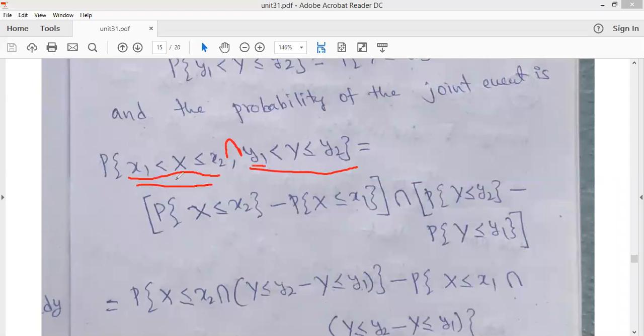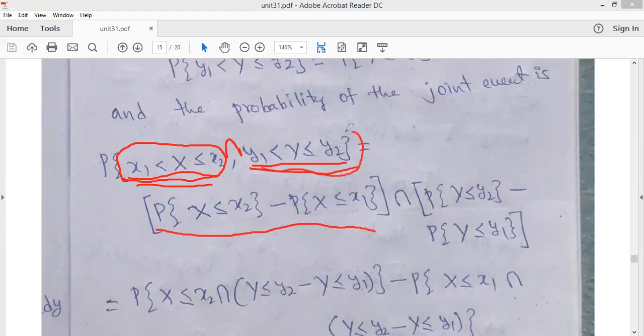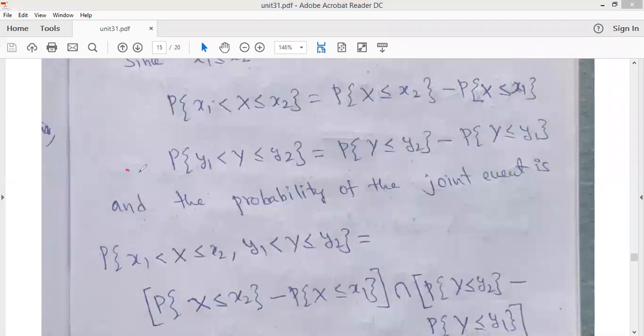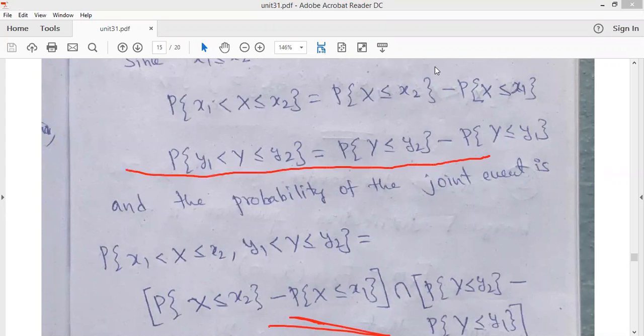Just now we discussed the probability of occurring this event. This event is given as the probability of x less than or equal to x2 minus the probability of x less than or equal to x1. Similarly, how do you obtain the probability of occurrence of y1 less than y less than or equal to y2? It is the probability of y less than or equal to y2 minus the probability of y less than or equal to y1. The same thing we have discussed here, yes or no? Whatever we got, we are just substituting in this equation. So is it clear here? Any doubts here? We'll be substituting like this.